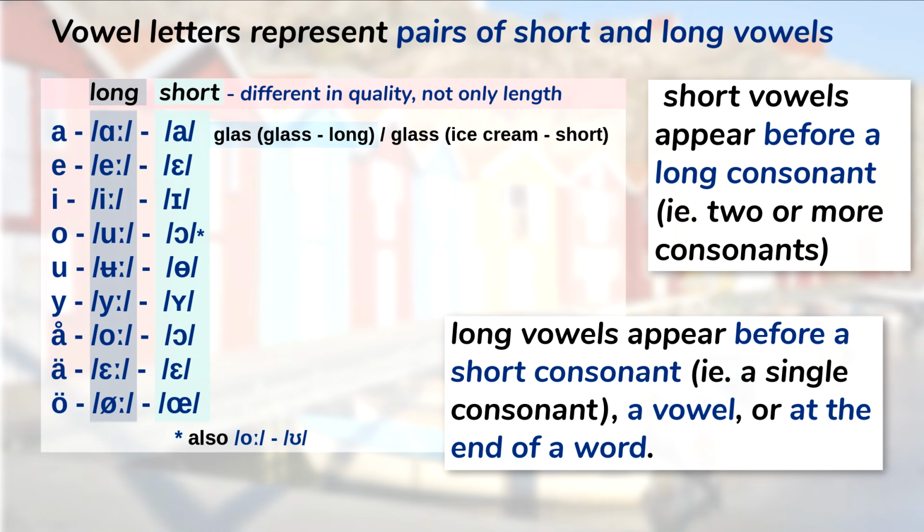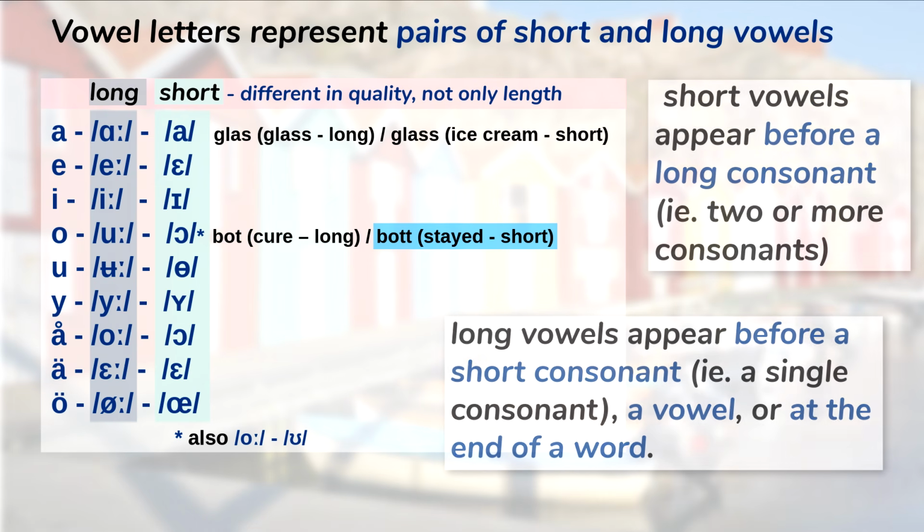For example, this word has a long A vowel, Glas, and it means glass. This word has a short A vowel, Glass, and it means ice cream. This word has a long vowel, Bot, and it means cure. This word has a short vowel, Bott, and it means stayed.